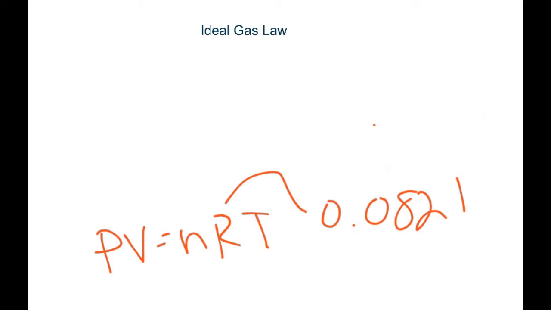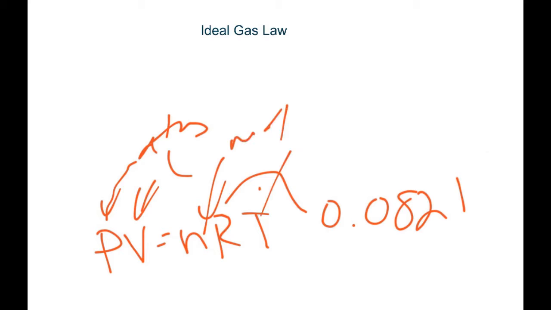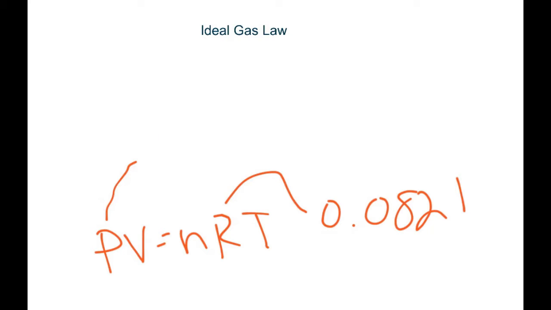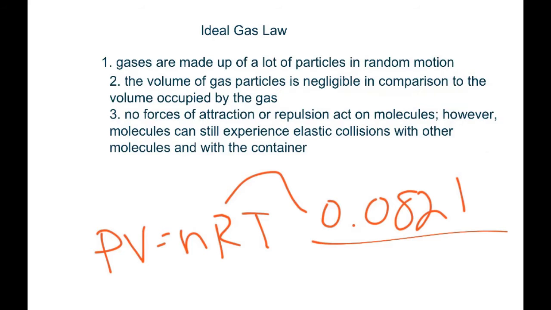And since this formula has ATMs, liters, moles, and Kelvin, none of these units have anything to do with joules, and as a result, the R will not be 8.31, but it will be 0.0821. In the future, you will see when R is 8.31, and this happens because we are looking at energy. So in electrochemistry, we are looking at electrical energy, and as a result, we use 8.31, but for now, we're going to use 0.0821.